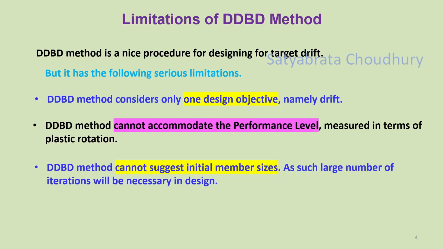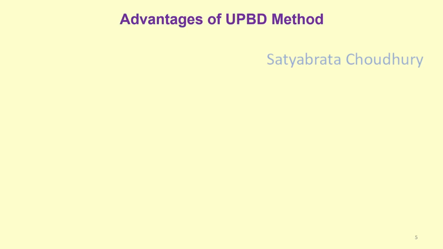Then it does not suggest any initial member sizes. So if the member sizes are not given through the theoretical approach, the designer remains in the wilderness and has to go by iteration. Before you arrive at your required sizes, which give you the target design drift, you may require many iterations and it will be prohibitive in a design office.